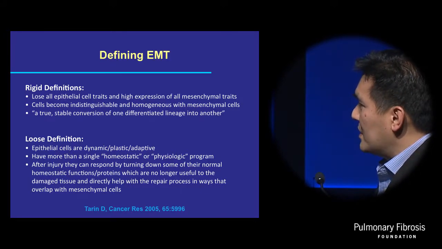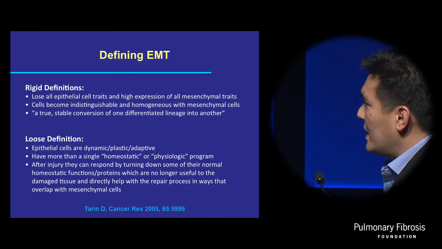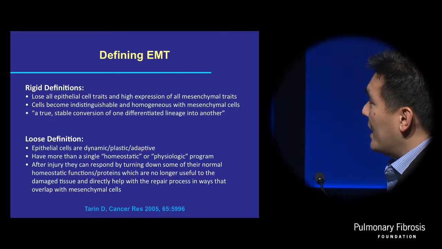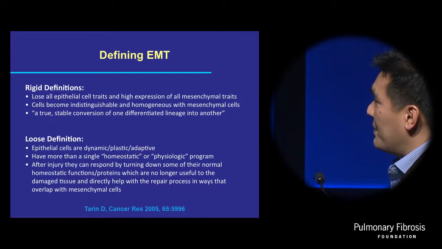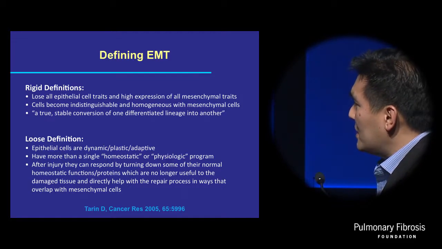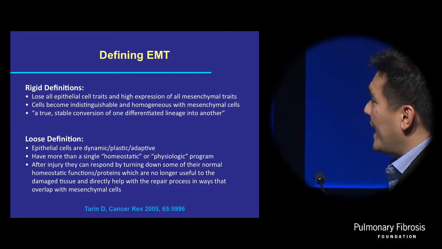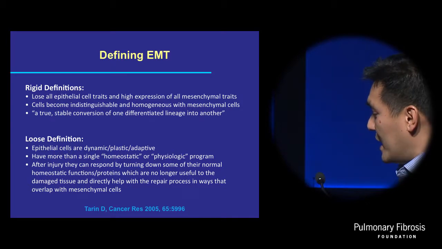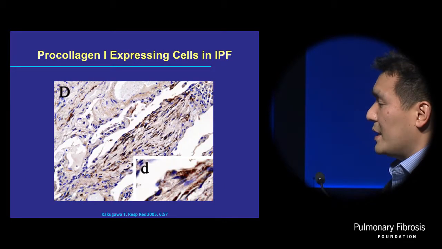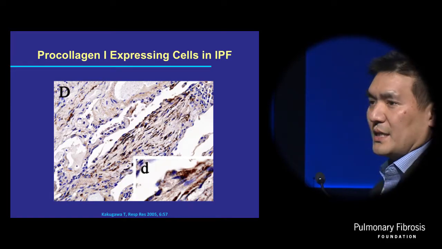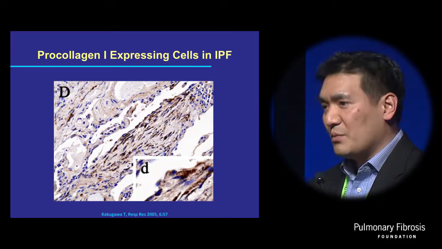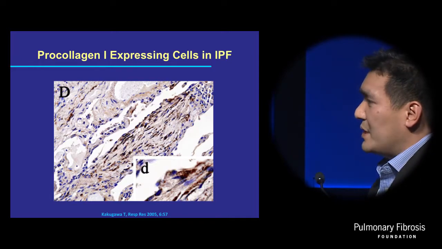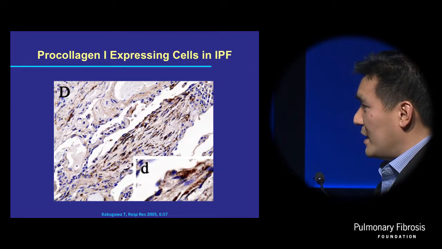You can have a loose definition, which is maybe too loose, which is to say that epithelial cells are dynamic. They have more than one physiologic program, and after injury, they can downregulate some of their homeostatic functions and proteins, which are no longer useful, and upregulate a repair process that overlaps in some ways with mesenchymal cells. So I think the really important question is, do epithelial-derived cells acquire functions that we have traditionally attributed to activated myofibroblasts, rather than asking whether EMT occurs or not?